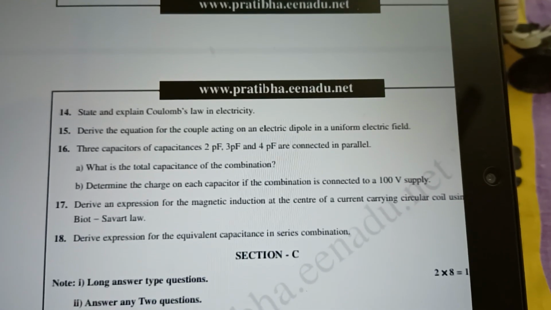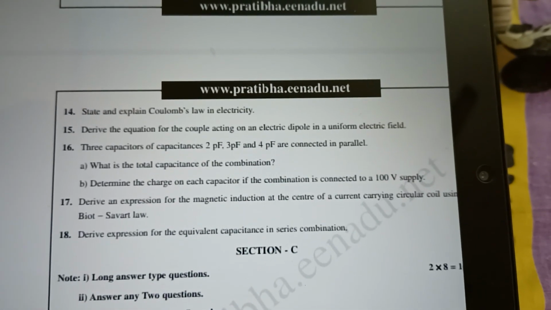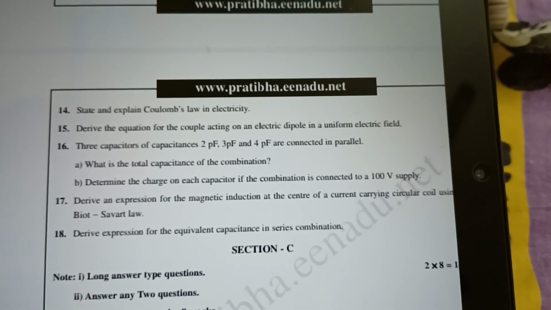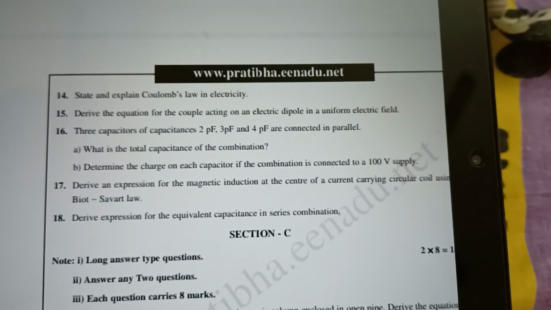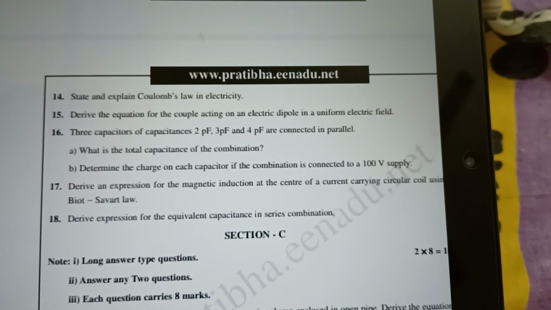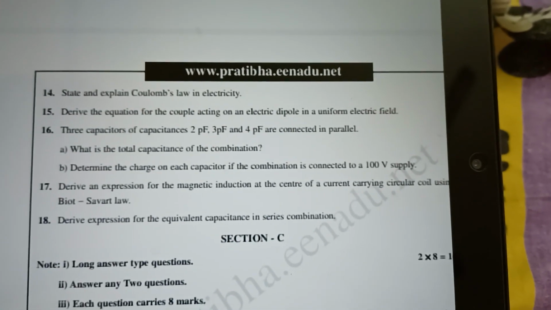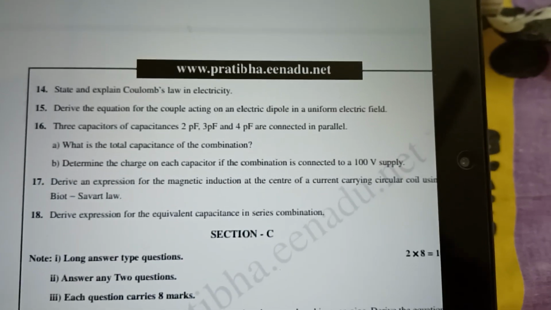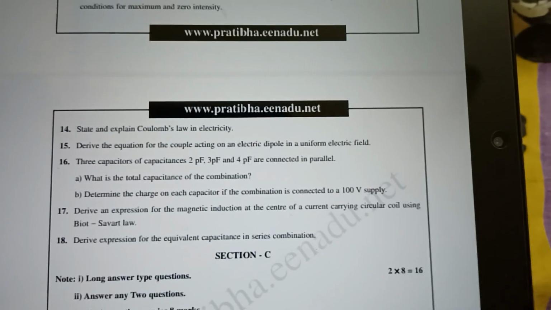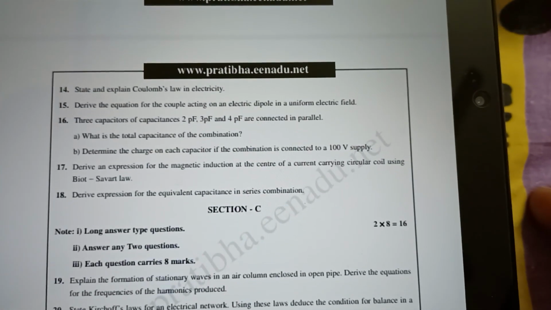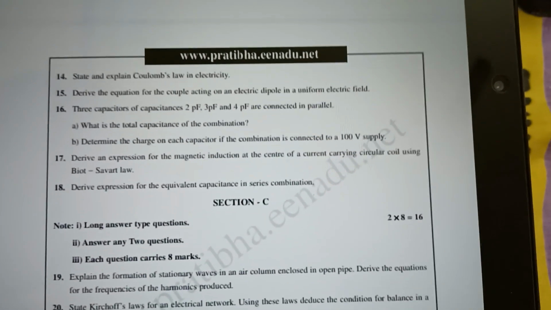Next one, three capacitors of capacitance 2 pF, 3 pF and 4 pF are connected in parallel. What is the total capacitance of the combination? Determine the charge on each capacitor if the combination is connected to a 100 volt supply. Derive an expression for the magnetic induction at the center of a current carrying circular coil using Biot-Savart law. Derive the expression for the equivalent capacitance in series combination.